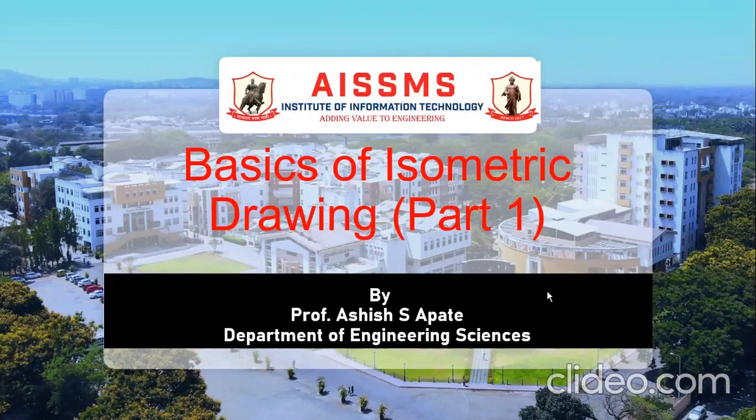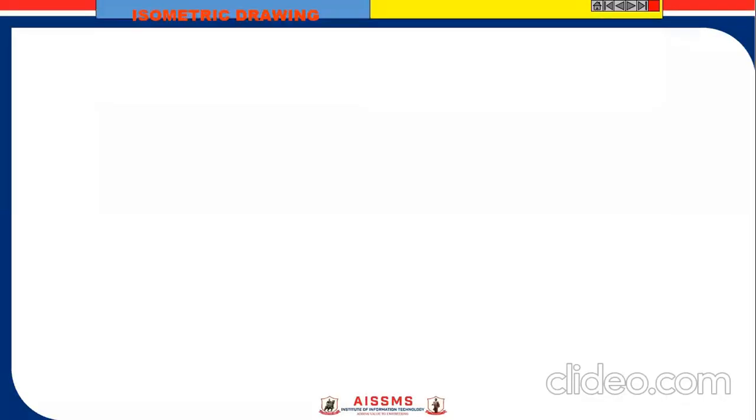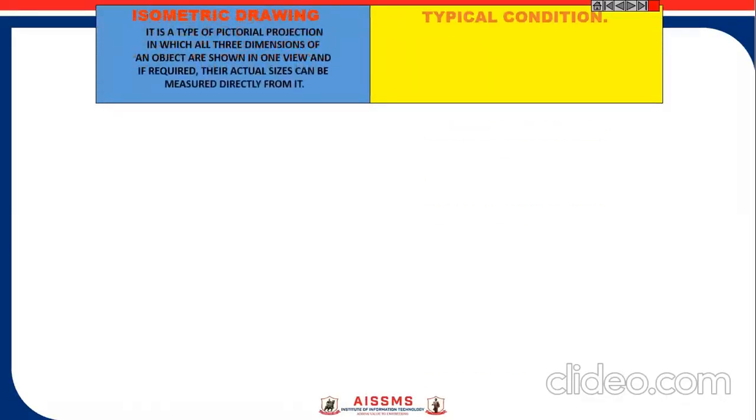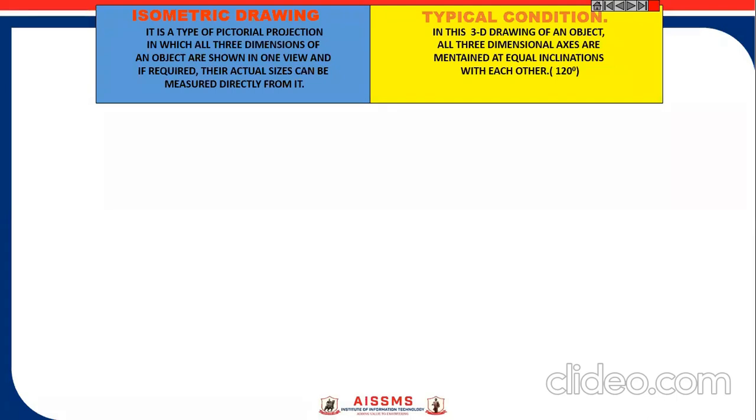Today we'll discuss the basics of isometric drawing. Isometric drawing is a type of pictorial projection in which all three dimensions of an object are shown in one view, and if required, their actual size can be measured directly from it. So I can say that it is a 3D view. Isometric drawing is nothing but the 3D view.